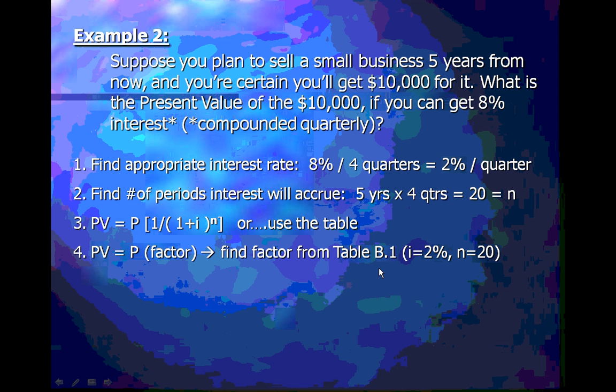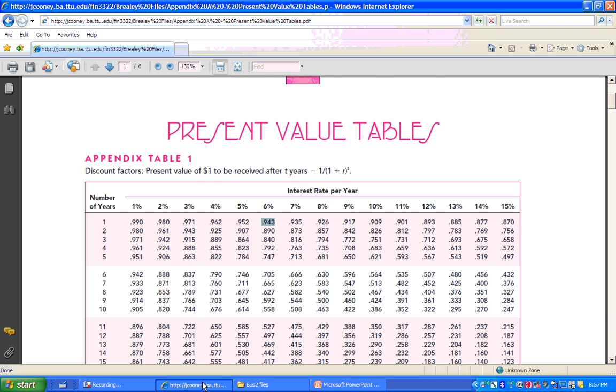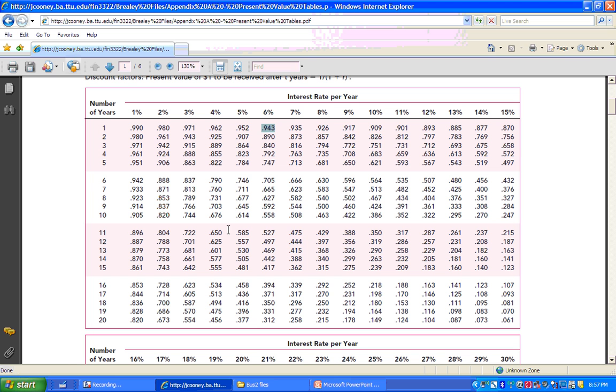All right, so now I've got to go to B1. Why don't you guys do that? Go to B1. Look at 2%. Look at n equals 20. And hopefully you'll see the same number I see. Okay, I'm going to check out of here and go to my table here on the web. Okay, 20, this one says number of years. That's incorrect. It should be number of periods. So if I go to 20 and I look at 2%, I get 0.673.